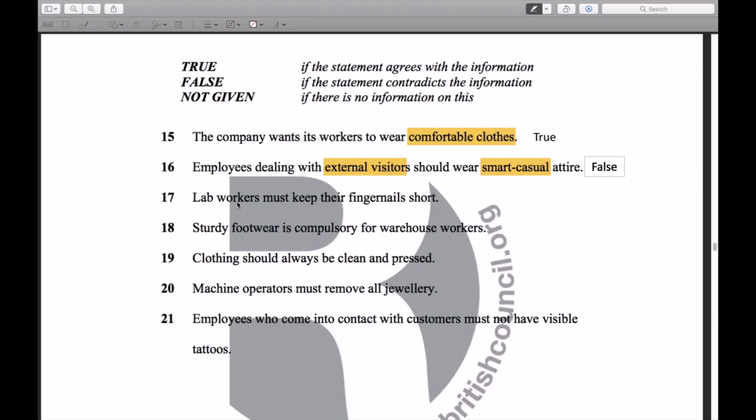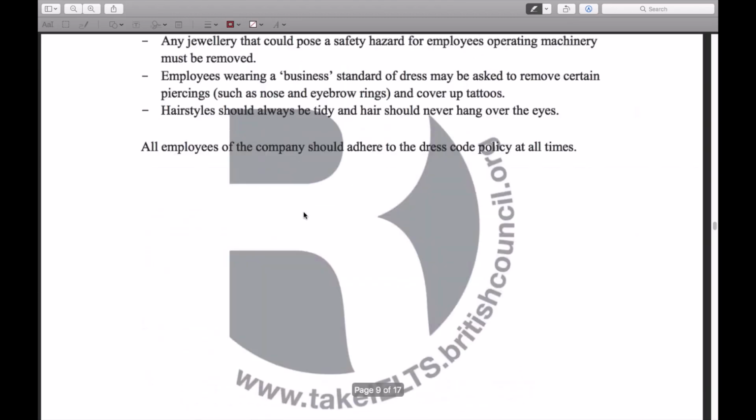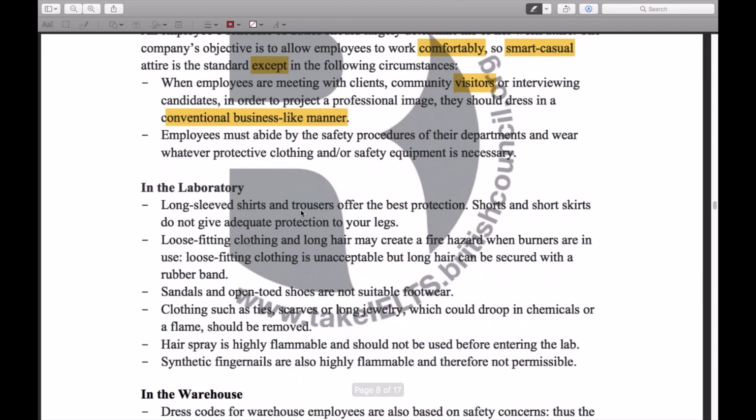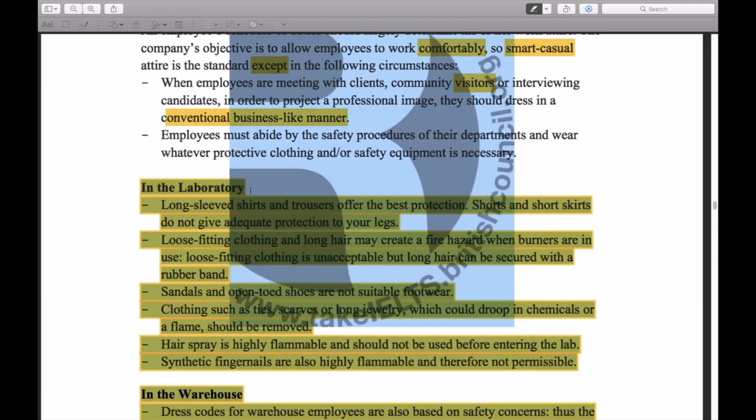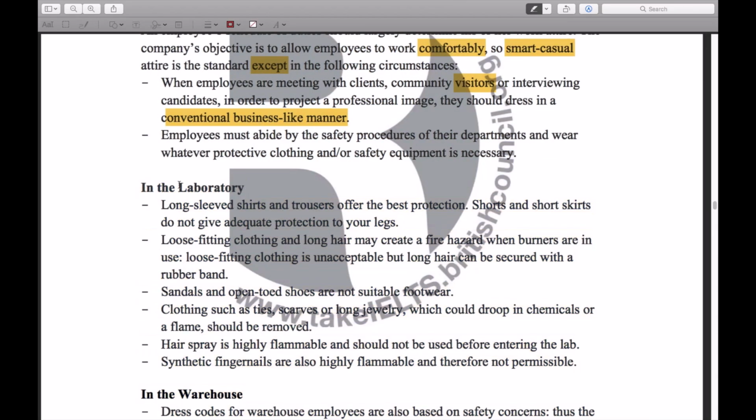Lab workers must keep their fingernails short. So let's see where the fingernails is. And it should be in the laboratory because lab workers, fingernails. I'm not reading, I'm just looking for the word. Okay, got it.